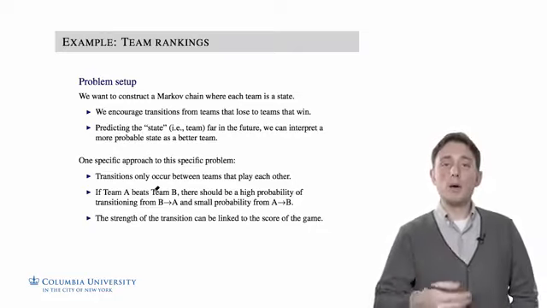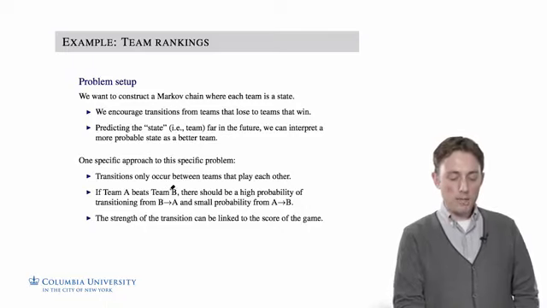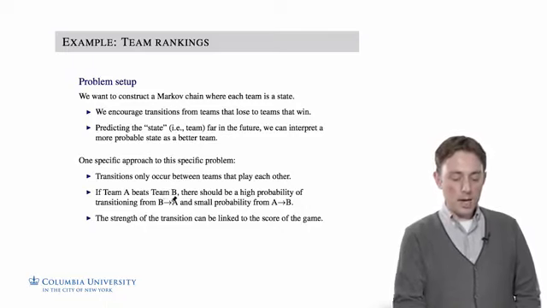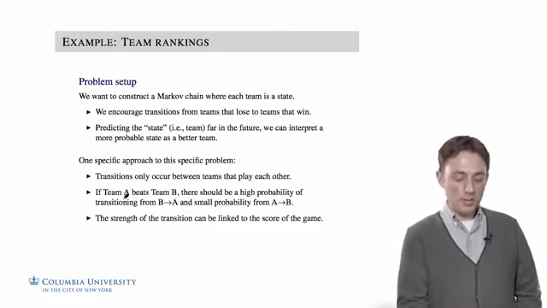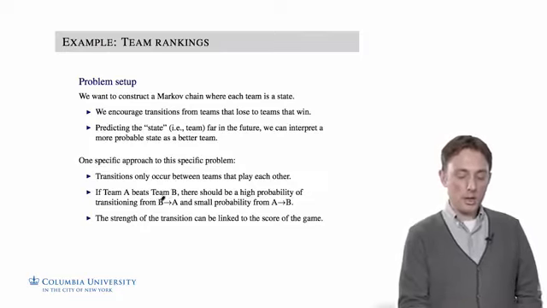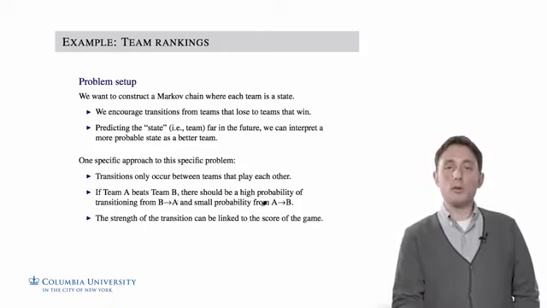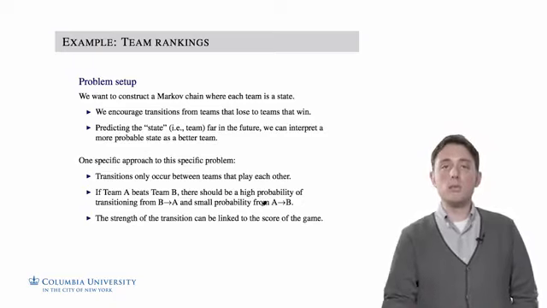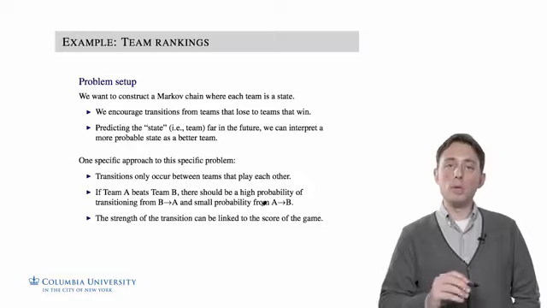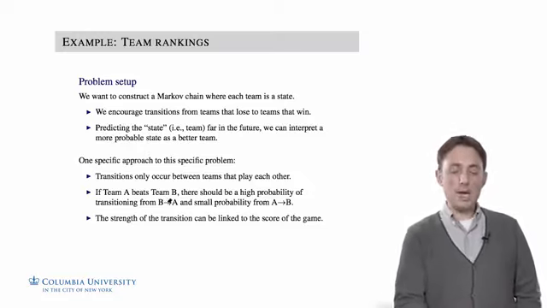Except now we want to make a probability of transitioning from one team to another, and we want the probability of transitioning from B to A to be high if team A beats team B. So if A beats team B, then the probability of transitioning from B to A should be high, relatively speaking, and the probability of transitioning from team A back to team B should be low. So it's not a symmetric probability. We have more probability of going from B to A than we do from A to B if team A has beaten team B.